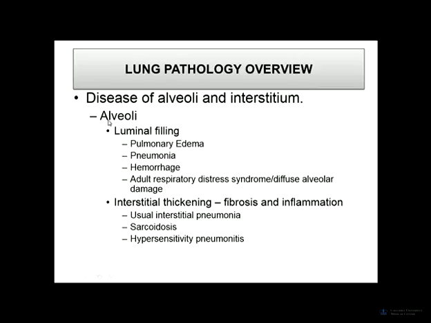And so in the alveoli, as I mentioned, you can fill the lumen with something, and those things can differ. We'll go through that. Or you can expand the interstitium, and from a simplistic point of view, not that simplistic, it's either fibrosis or inflammation.